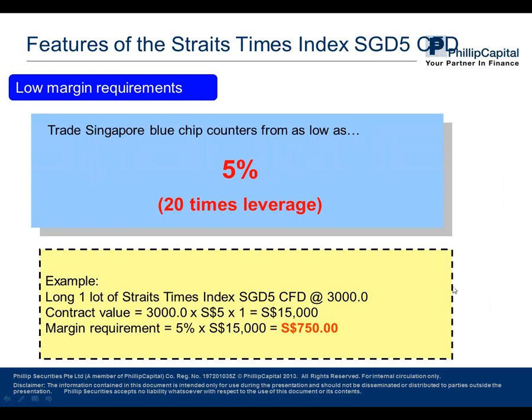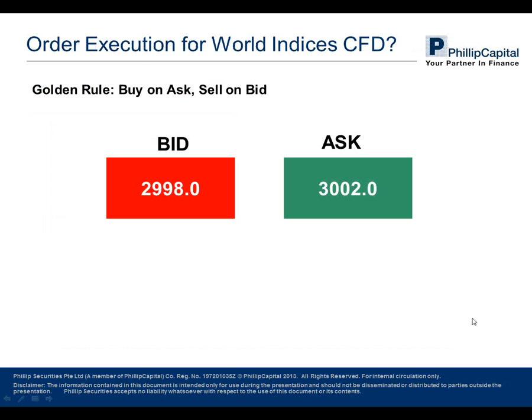Okay? So this is a real example in terms of putting in figures so you can see how much you actually need. In terms of margin, to trade one contract, say the STI is at 3,000, it will be $750 only. So again, golden rule, buy on the ask, sell on the bid.